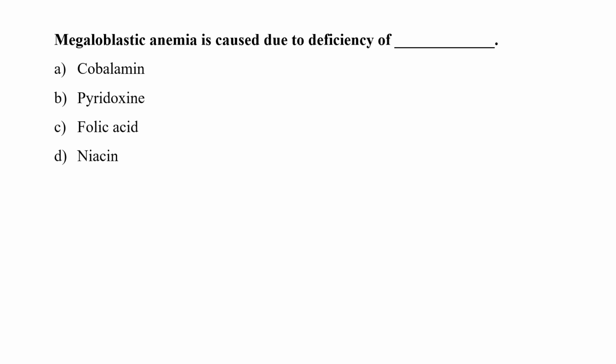Anemia is caused due to the deficiency of cobalamin, pyridoxine, folic acid, or niacin. The most common causes of megaloblastic anemia are the deficiency of either cobalamin, which is vitamin B12, or folate, which is vitamin B9.